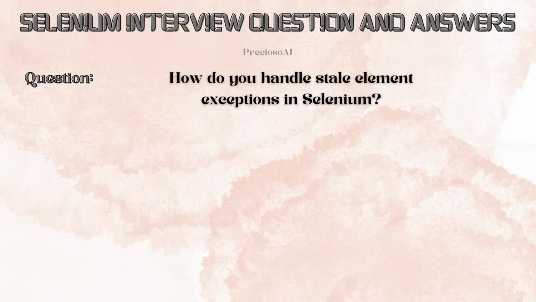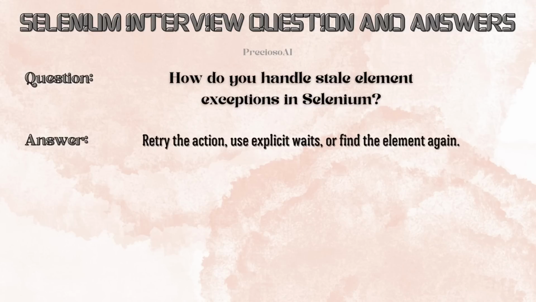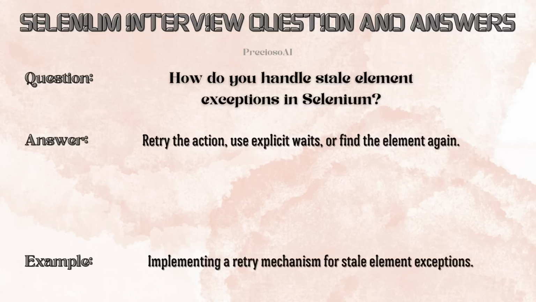Next question: how do you handle stale element exceptions in Selenium? And the answer is: retry the action, use explicit waits, or find the element again. For example, implementing a retry mechanism for stale element exceptions.